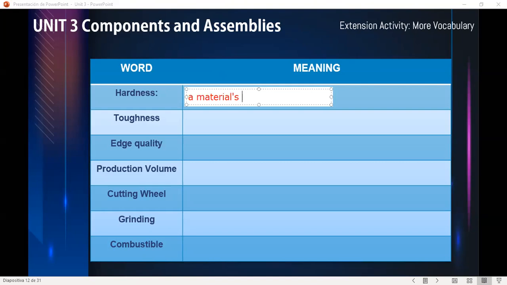Okay, so well, hardness is known as the material's resistance to abrasion. Okay. That will be the meaning that we're writing here. And the same with the next one, it's the toughness. Toughness. It's similar to the first one.